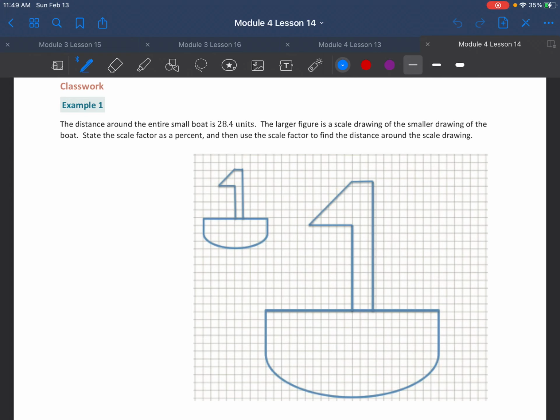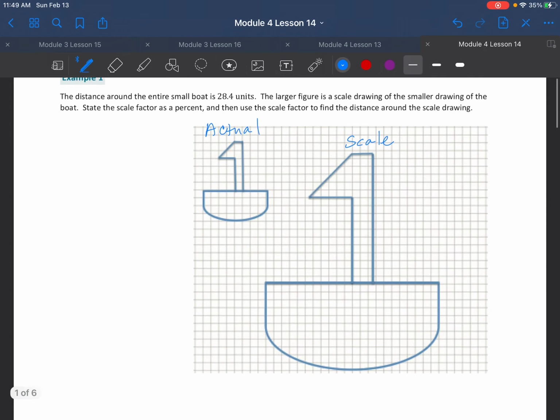Okay, so let's jump right in here in example number 1. The distance around the entire small boat is 28.4 units. The large figure is a scale drawing of the smaller drawing of the boat. State the scale factor as a percent and then use the scale factor to find the distance around the scale drawing.